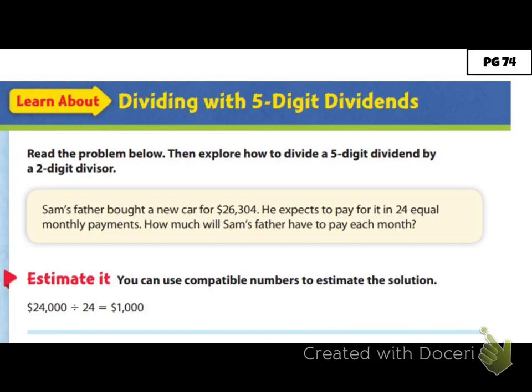So once again, we can estimate it. So we can take our $26,000 and round it to $24,000 divided by the 24 months. It would be roughly $1,000 per month.